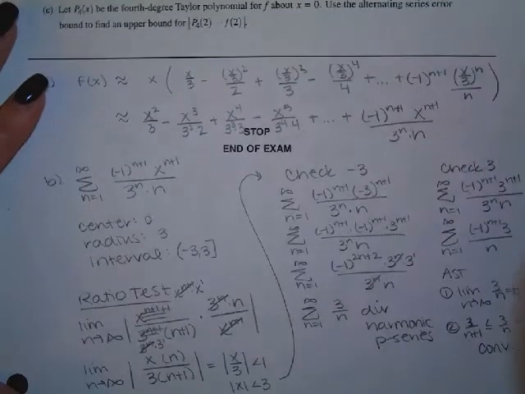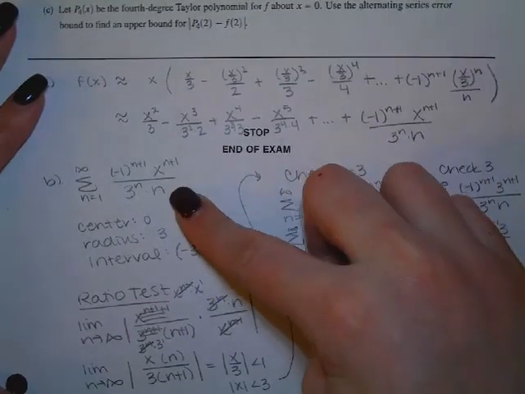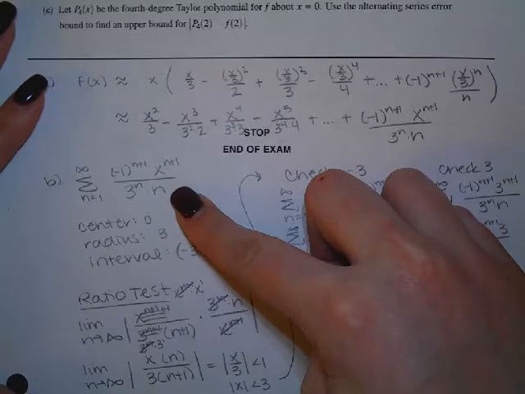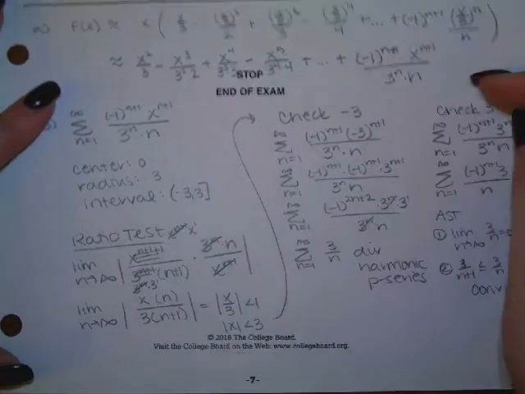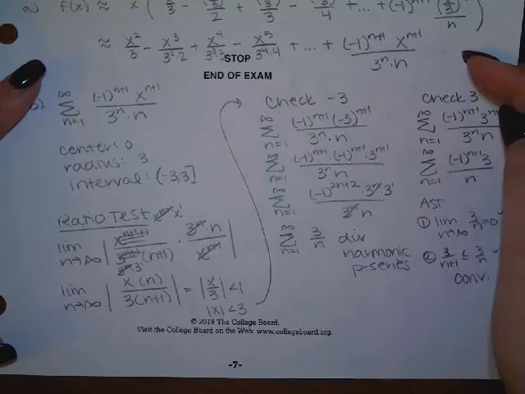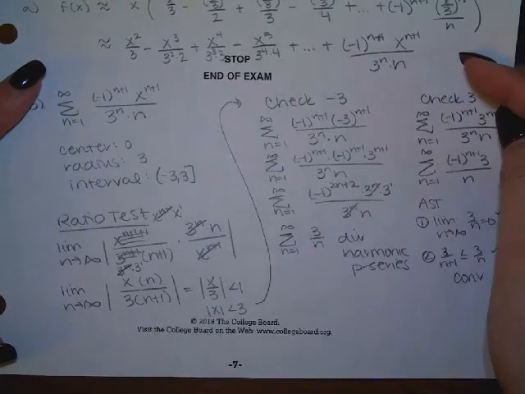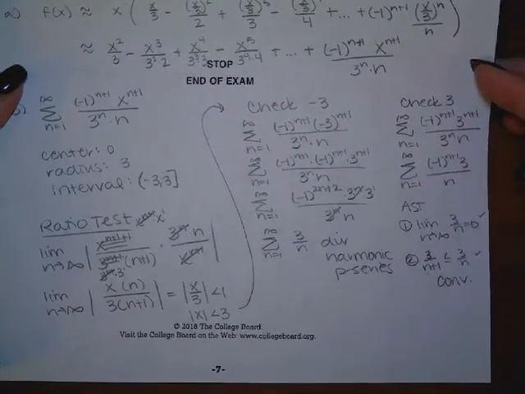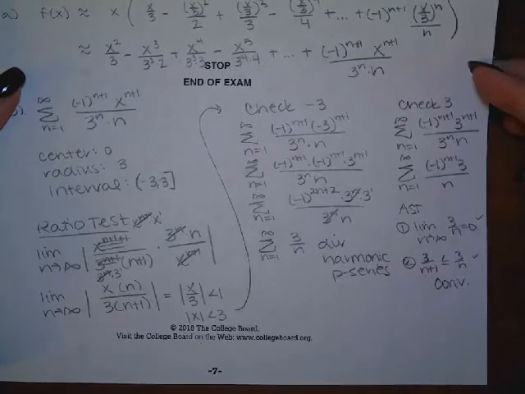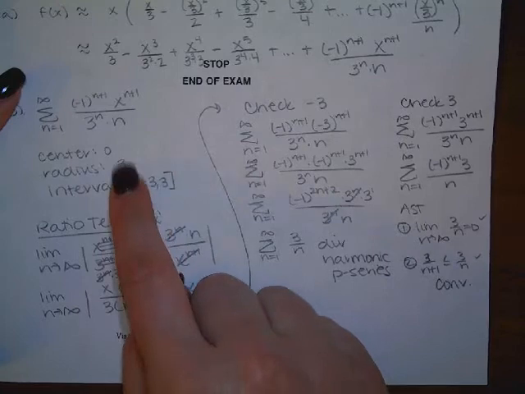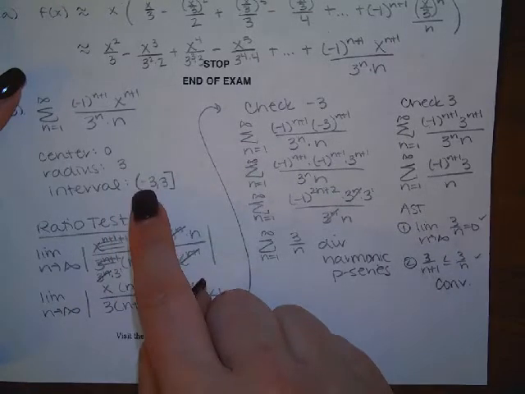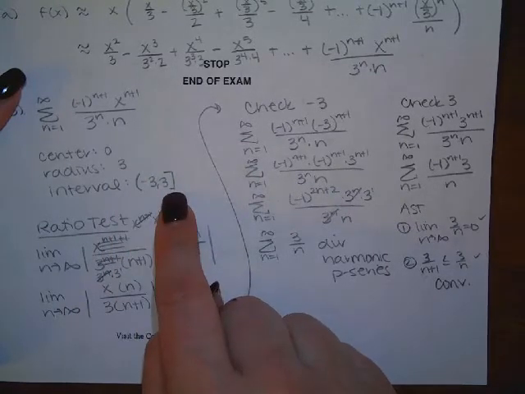All right. So here we're doing the interval of convergence, and so I did the ratio test. Do I need to talk through any part of that? How did we do on the ratio test? Ratio test was fine. So the radius was 3, and the interval did not include negative 3. It did include positive 3.